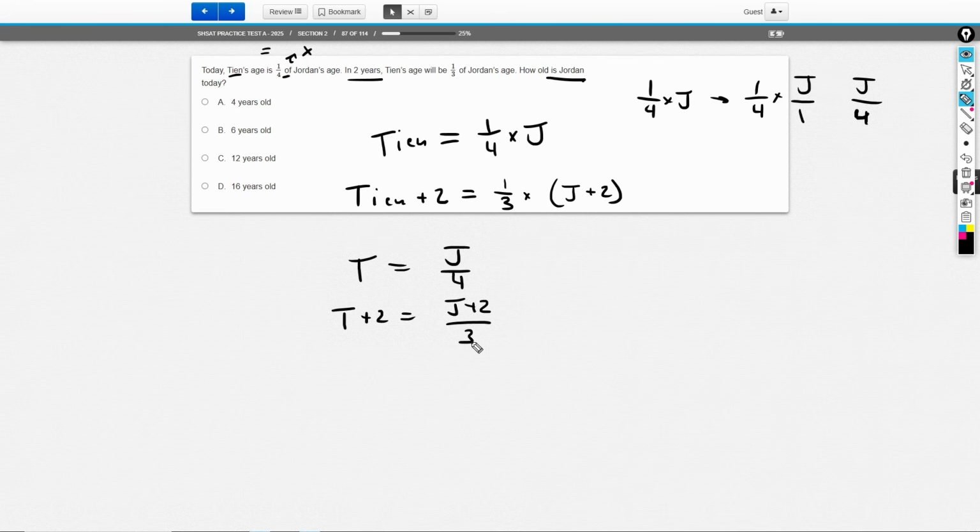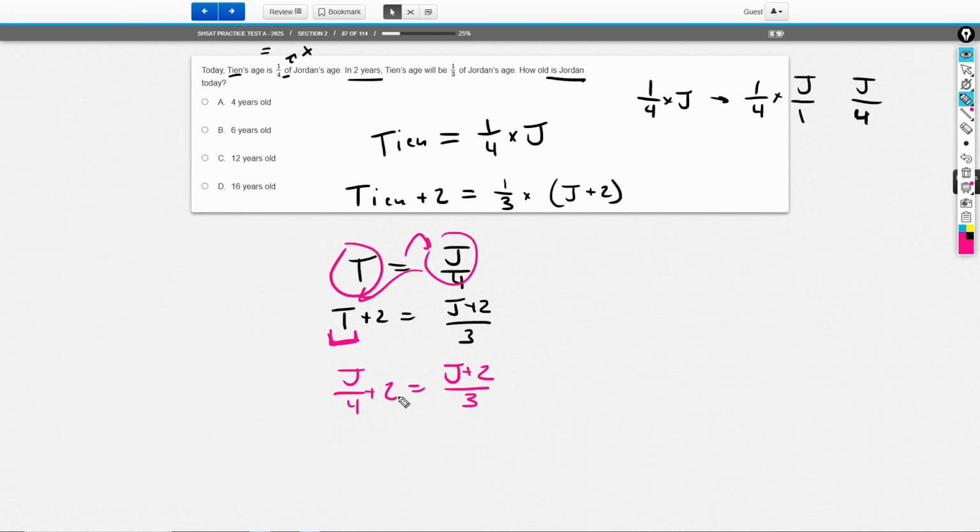Well, again, if I have two equations and they have different variables in them, I can't solve them unless I plug in one of them. I already know that t is equal to j over 4. I have a t on its own, on her own right here. So I can just plug in j over 4 into t. So now I have j over 4 plus 2 is equal to j plus 2 over 3. And then I could just solve for j over here.